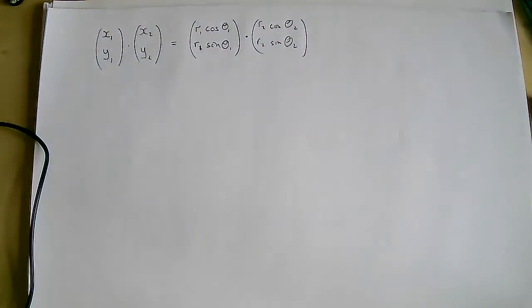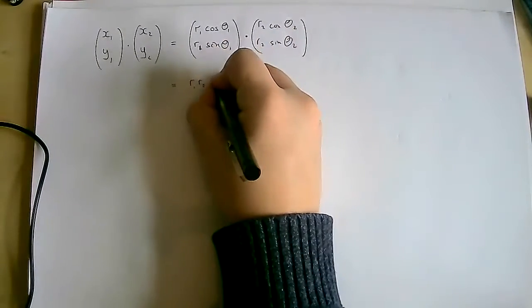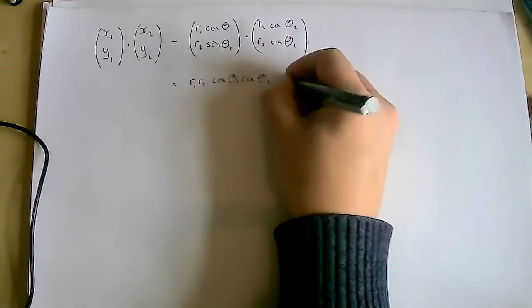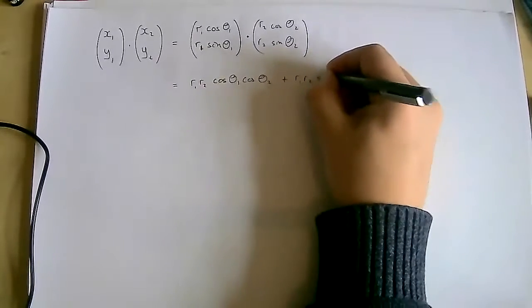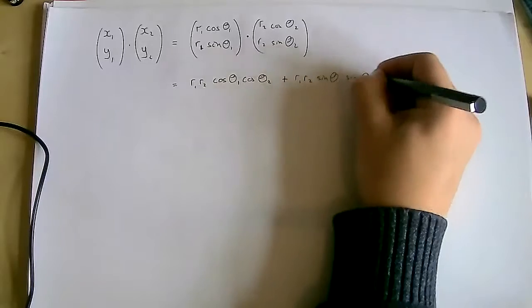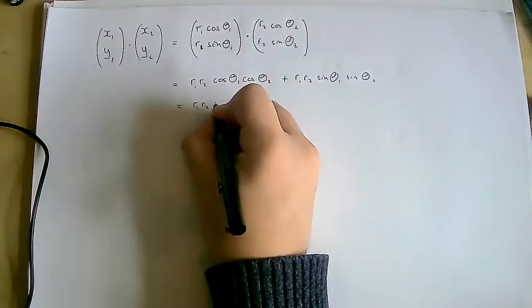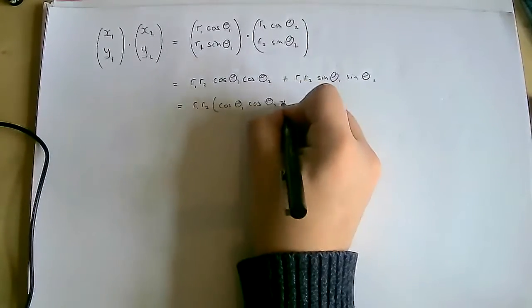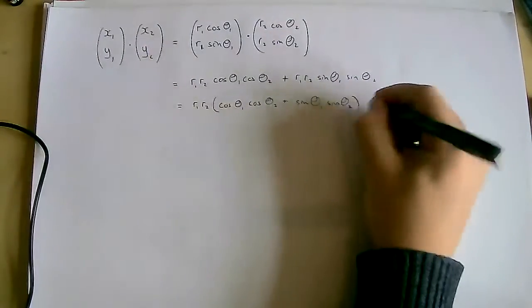And we'll apply the same rule we learned last time about scalar products. We get r1 r2 cosine of theta 1 cosine theta 2, and we get r1 r2 sine of theta 1 sine of theta 2. r1 r2 is a common factor of cosine theta 1 cosine theta 2 plus sine of the first angle, sine of the second angle, closing the bracket.